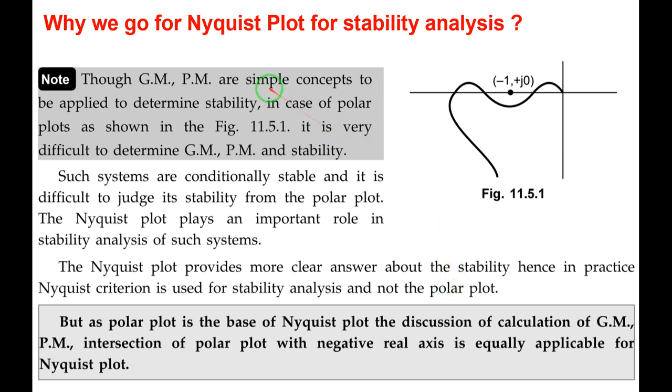Next, why do we go for the Nyquist plot? That we'll study. Already we have seen several things about the polar plot. Instead of having the polar plot, we are switching to the Nyquist plot. What is the reason? We'll tell why we go for the Nyquist plot for stability questions. So I told you minus 1 plus j0 is what we call the critical point.